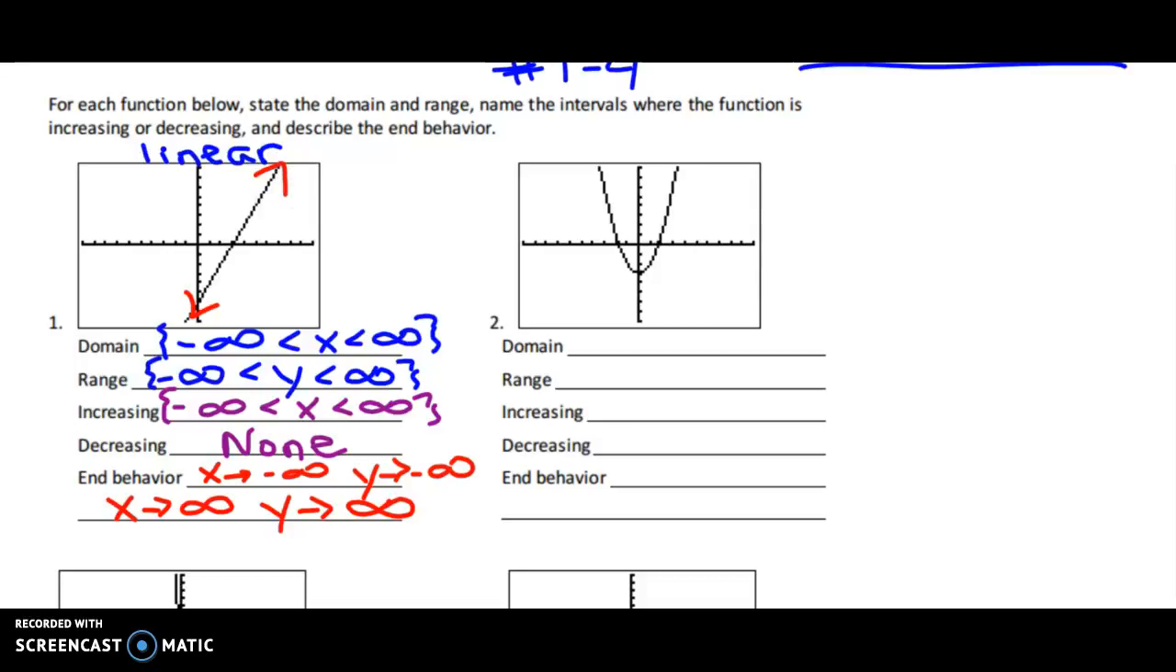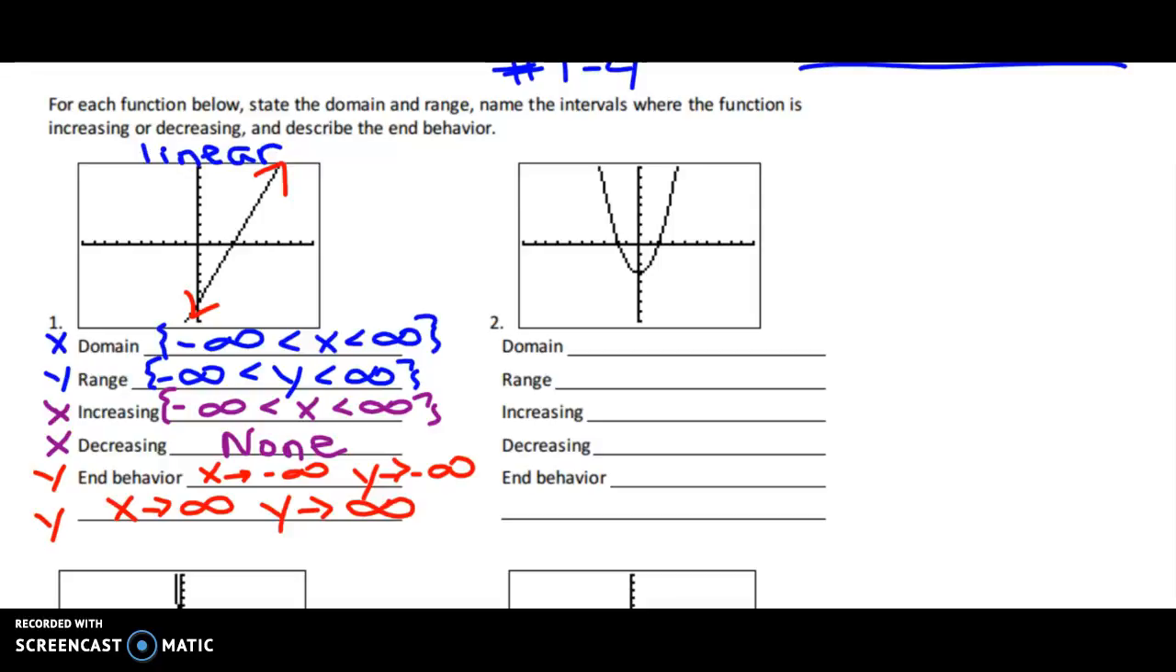Okay, so let's just recap real quick. When you're talking about domain, you're talking about x's. When you're talking about range, you're talking about y's. When you're talking about increasing and decreasing intervals, again, we're talking about x's. And then the end behavior, we're talking about y. Usually we're talking about what y is doing, up or down.